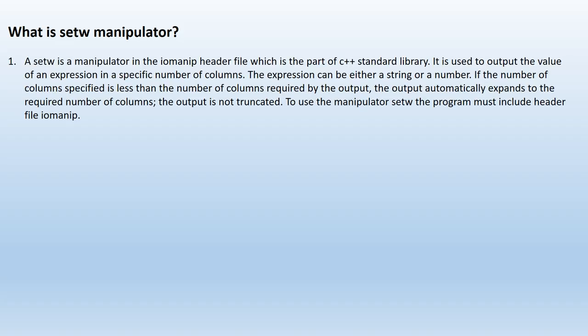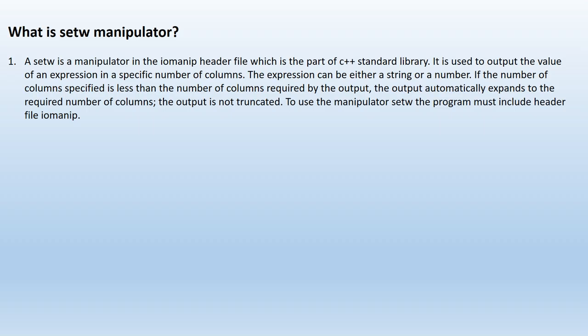What is the setw manipulator? A setw is a manipulator in the iomanip header file, which is part of the C++ standard library. It is used to output the value of an expression in a specific number of columns. The expression can be either a string or a number.